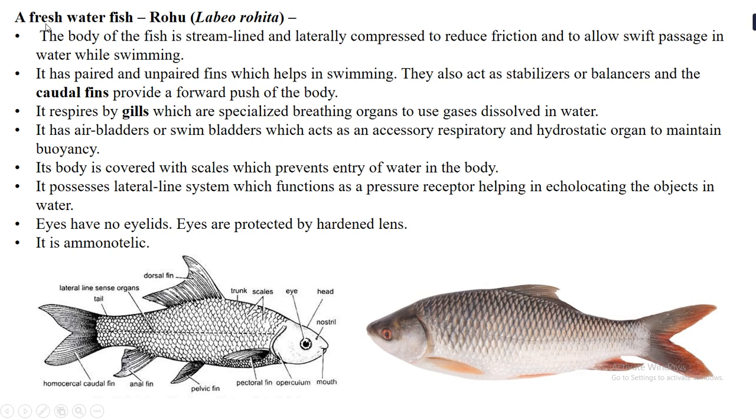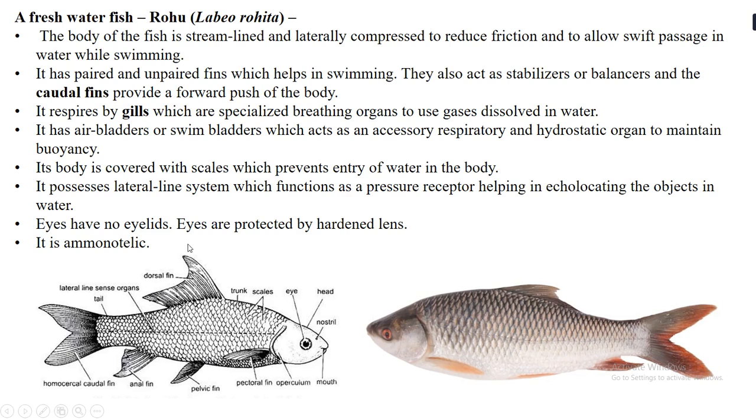Next, about the freshwater fish, which is rohu. The scientific name of this is Labeo rohita, and the body of this fish is streamlined and laterally compressed, as you can see, from both sides. This is to reduce friction and to allow swift passage in the water while swimming. It has paired and unpaired fins, which help in swimming. They also act as stabilizers or balancers. The caudal fins, these fins over here, provide a forward push to the body.